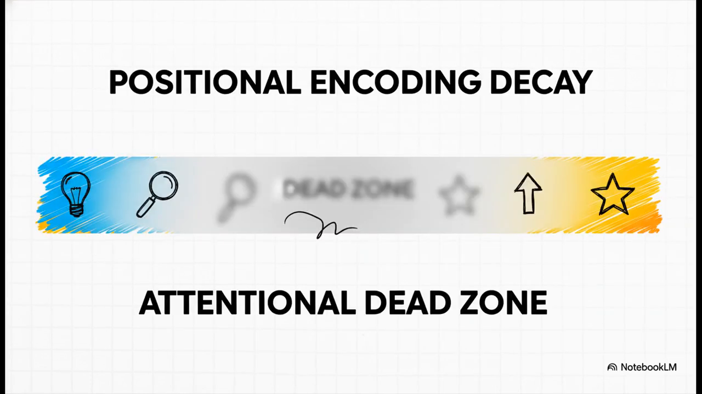The second culprit is something called positional encoding decay. Now, to understand the order of words, modern LLMs use this really clever system called RoPE, which basically gives each word a sort of positional timestamp. The problem is that signal gets weaker over distance. So for a word stuck in the middle, it's too far from the beginning and too far from the end for its position to be really clear. It ends up in this kind of attentional dead zone.